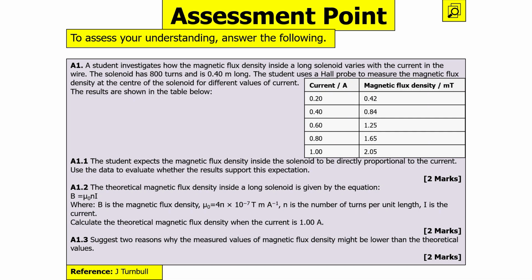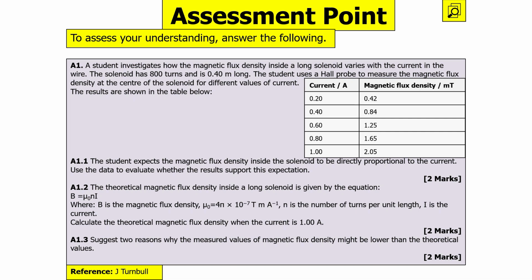A student investigates how the magnetic flux density inside a long solenoid varies with the current in the wire. The solenoid has 800 turns and is 0.40 meters long. The student uses a Hall probe to measure the magnetic flux density at the center of the solenoid for different values of current. The results are shown in the table. The student expects the magnetic flux density inside the solenoid to be directly proportional to the current. Use the data to evaluate whether the results support this expectation.